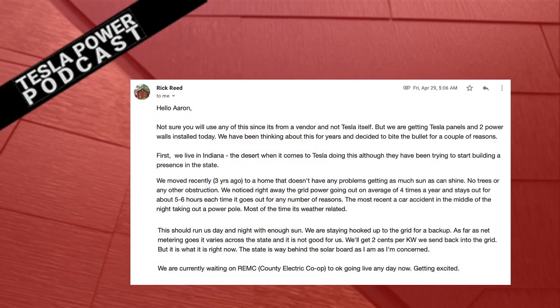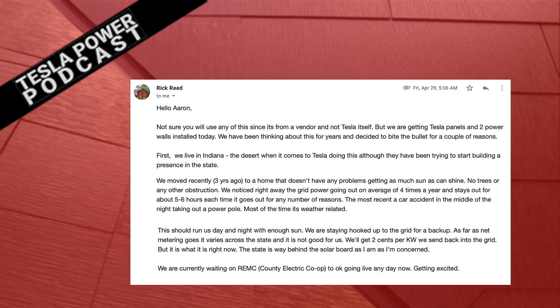All right, next, we've got Rick Reed. He is in an odd area for Tesla Solar, but he has a Tesla Solar experience that he wants to share with the rest of us that might not be in a primary Tesla location. So not sure you will use any of this. It's from a vendor and not from Tesla itself, but we're getting Tesla panels and 2 Powerwalls installed today.